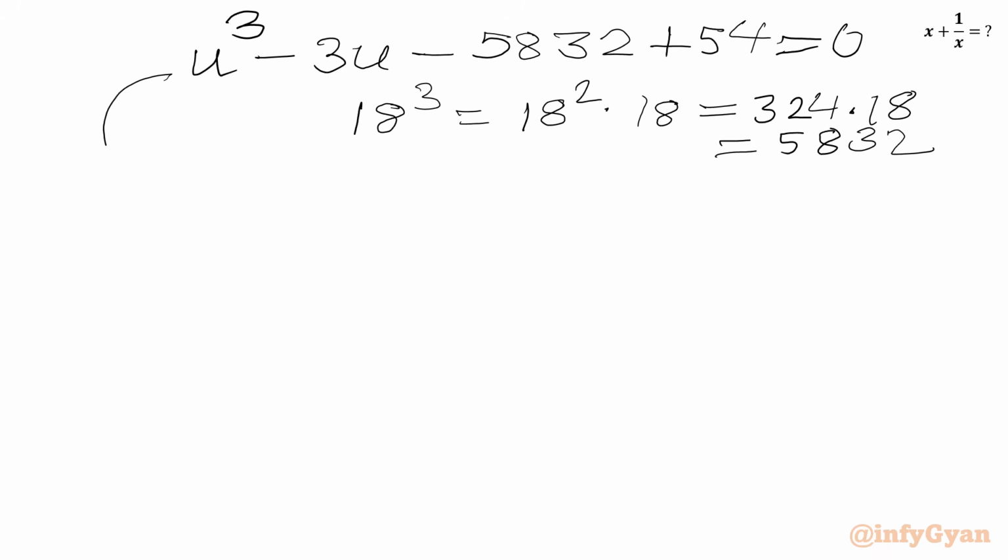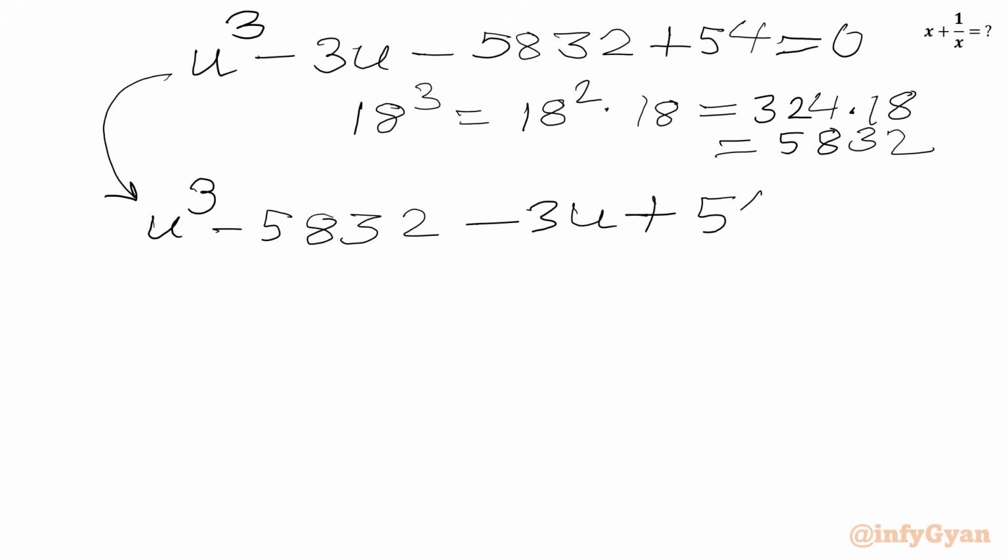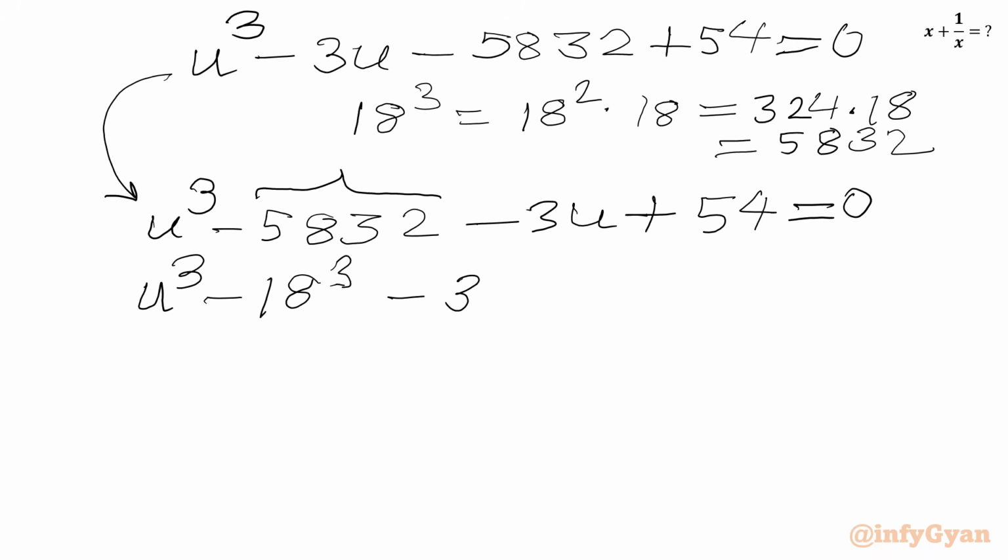So I can write our equation as u cube minus 5832 minus 3u plus 54 equal to 0. Now in place of 5832, we will be writing 18 cube. So u cube minus 18 cube. Then we will take minus 3 common. So in the bracket we are going to write u minus 18, equal to 0.